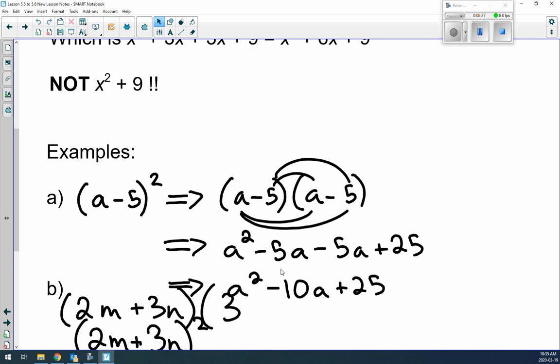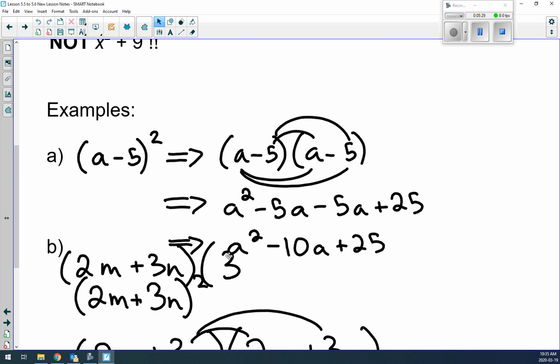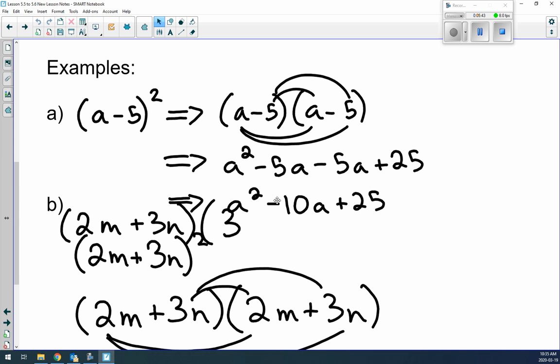All right, so let's look at another one here. We have a minus 5 squared. Write it out the long way. So it's a minus 5 times a minus 5. And then you do first, a times a, outside, a times negative 5, inside, negative 5 times a, and last, negative 5 times negative 5. And we end up with a squared minus 10a plus 25.